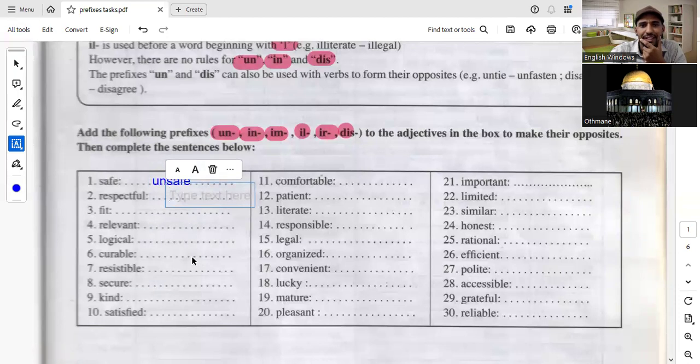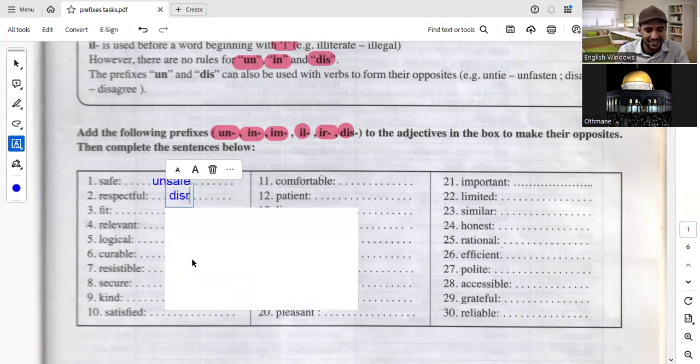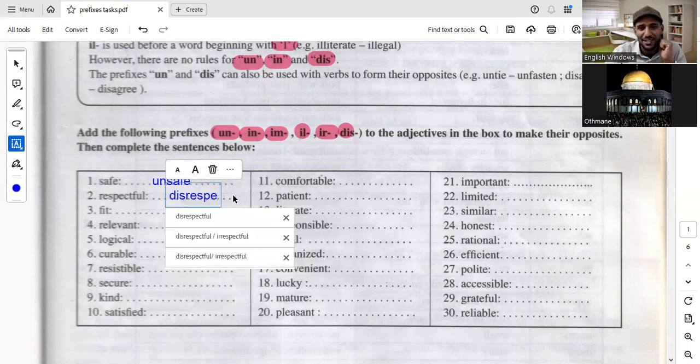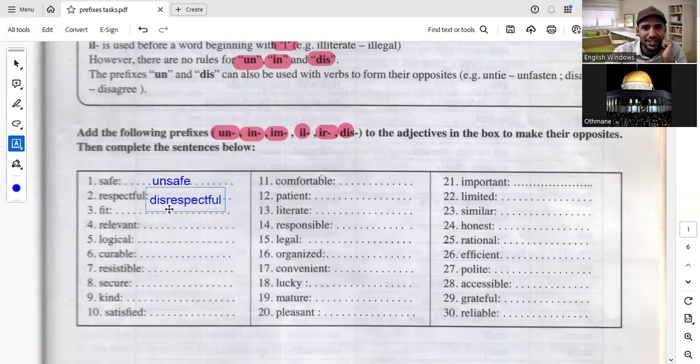Well, number two, respectful. Unrespectful? Irrespectful? No. If you remember, I gave you this example a few minutes ago, أعطيته هذا المثال قبيل قليل. Respectful, محترم. Disrespectful, غير محترم. Now fit, يتلائم. This ring fits my finger. Unfit. Good.